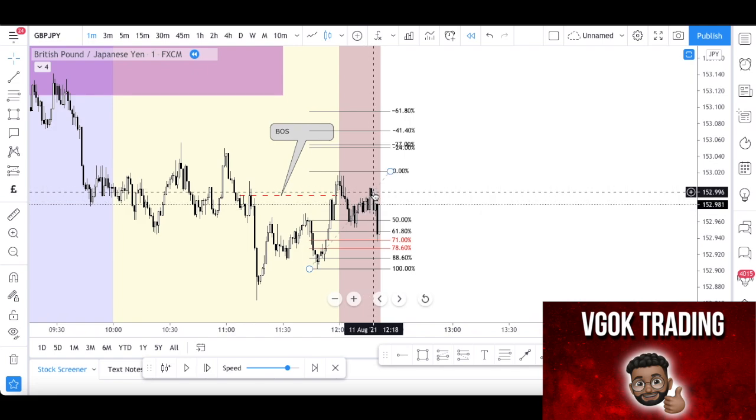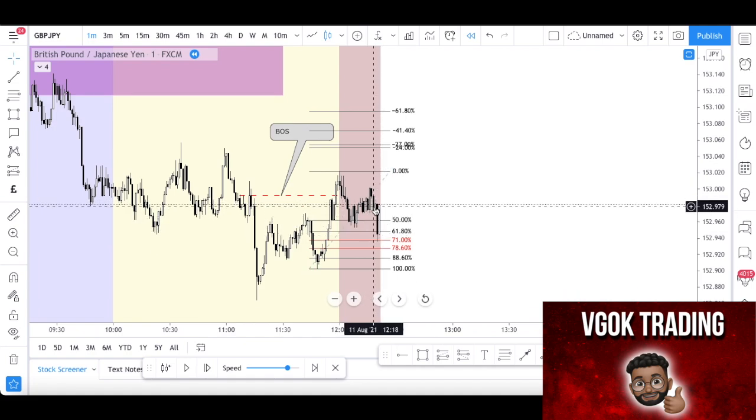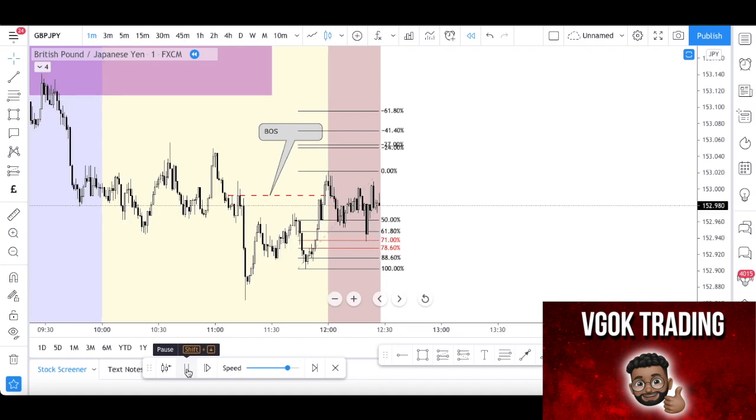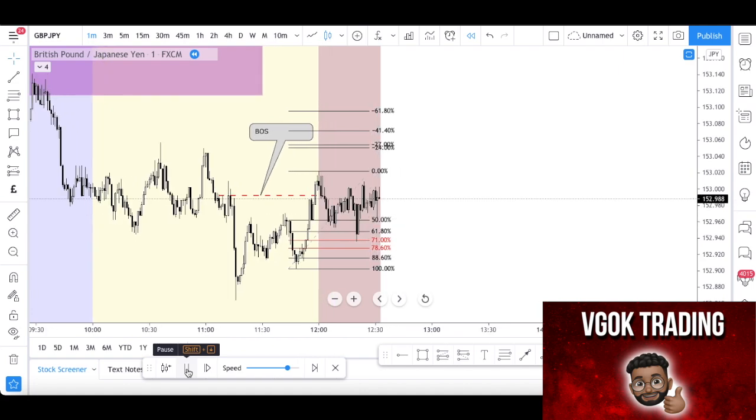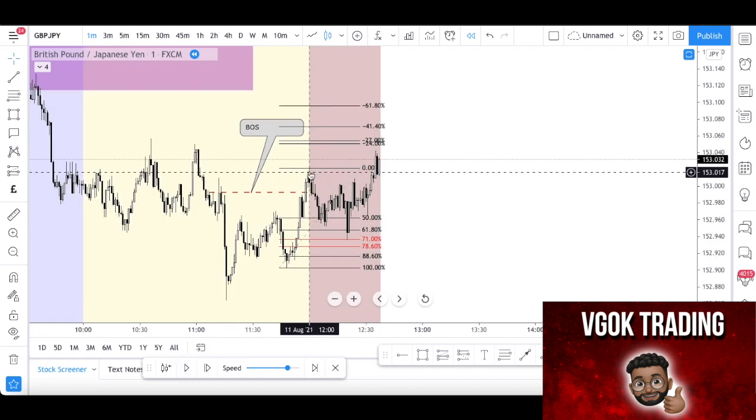But we then see the manipulation come into the market, spikes immediately down into that 71% retracement, and you see the reaction you get away from that. You can tell that the market makers are really manipulating the market in this instance right here. So as we forward the price, there you go, you get that further move away, a further break of structure above this structural point right here.